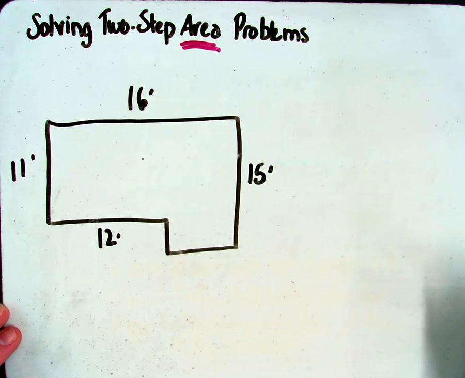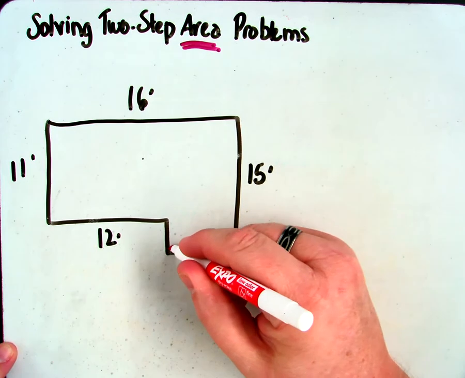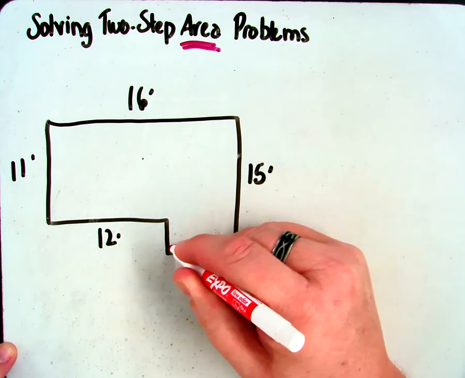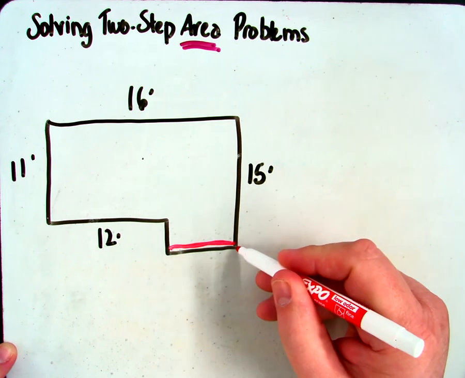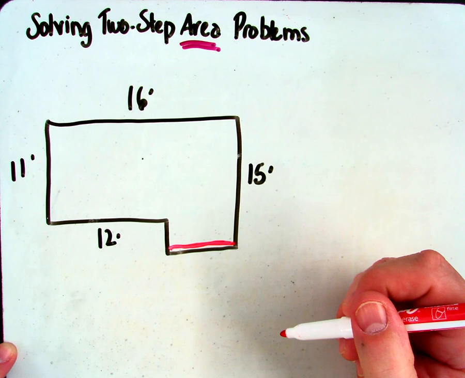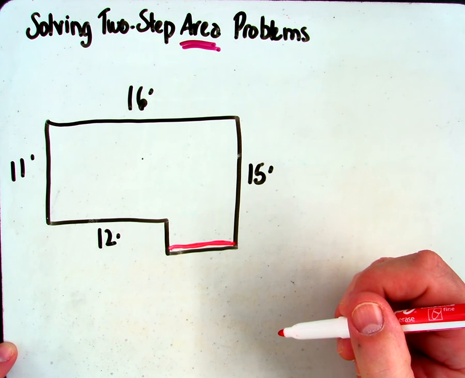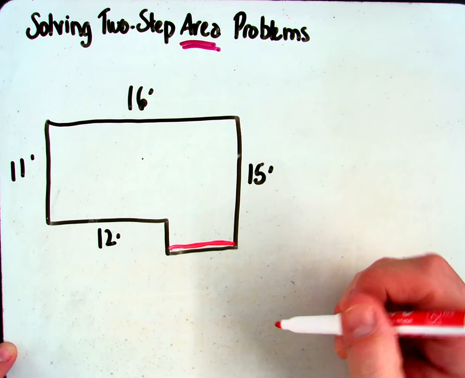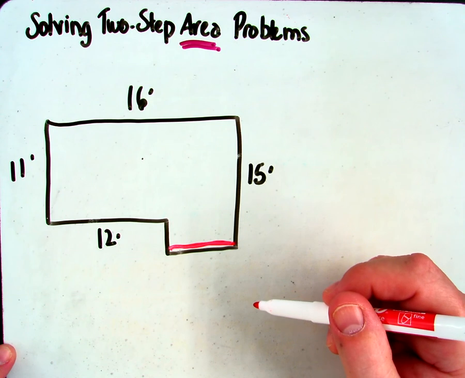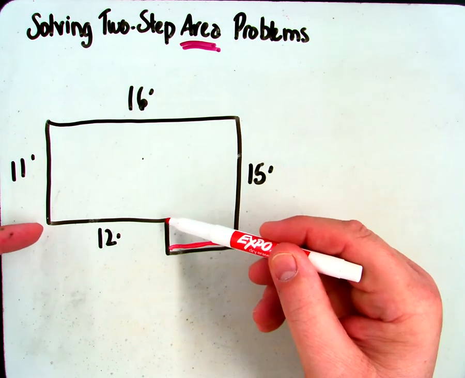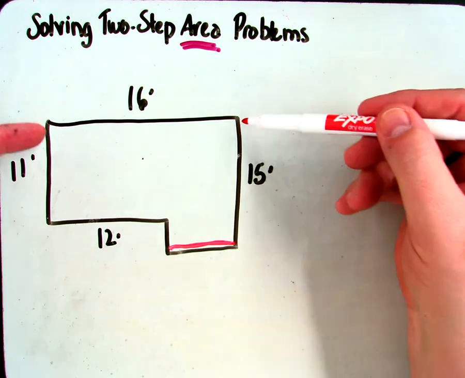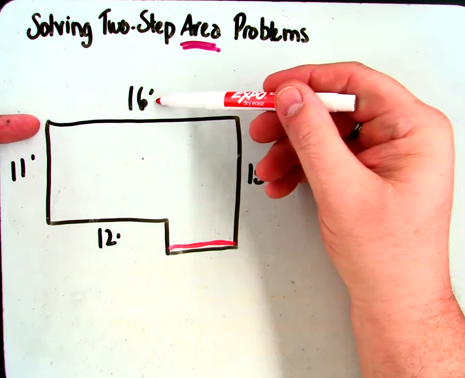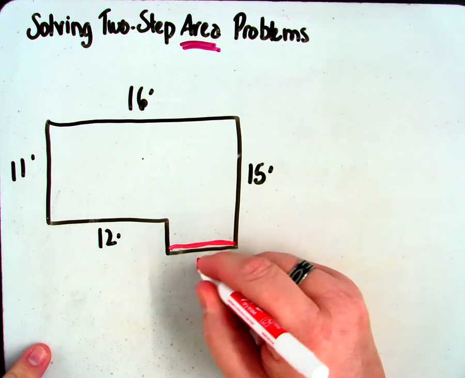We are missing one measurement. And what are we missing? Yes, we're missing this particular measurement here. Now, how do you think we're going to compute the measurement of this particular side? Very good. What you're seeing is this side and this side equal this side. So 16 minus 12 gives us 4 feet.